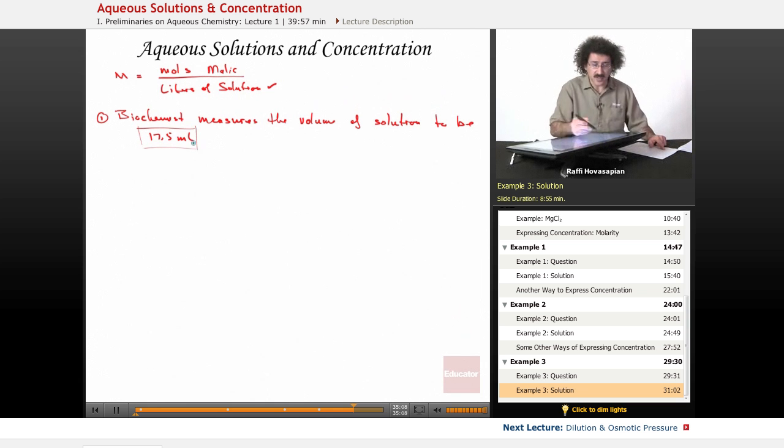So he has the volume, he has the denominator. Half our problem is done. Now we just need to find the moles of malic acid. Okay, so that's the second part. How do we find the moles of malic acid?